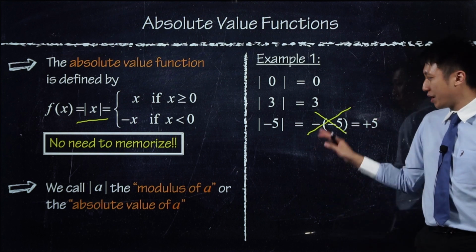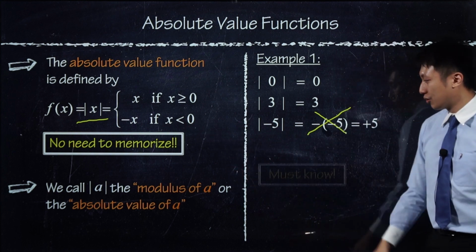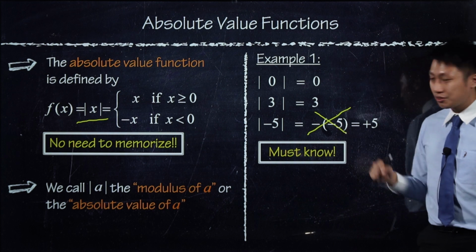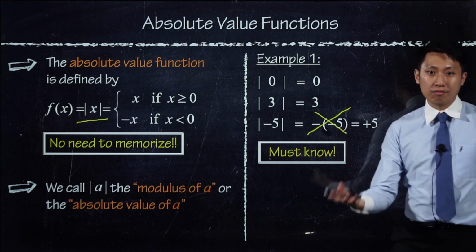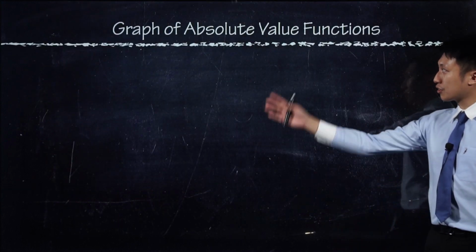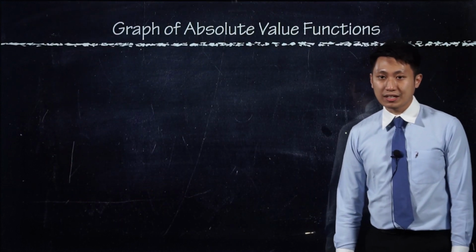Okay, but if you know what I mean here, then it's better. Okay, so this one you must know. That one you don't know is fine. This one you must know: the absolute value of a value is what. Okay, right. Graph of an absolute value function.